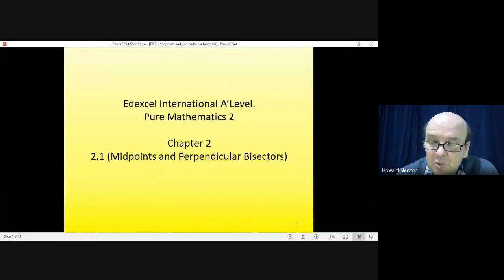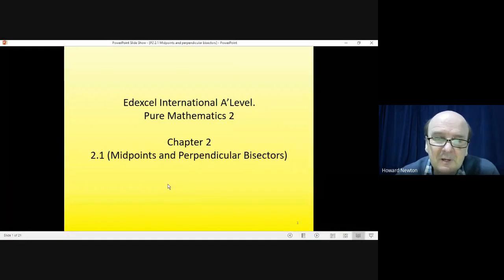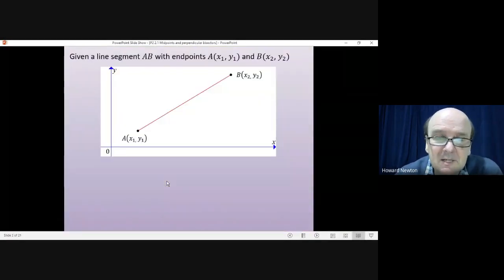And in this lesson, we're on Chapter 2 and 2.1, how you find midpoints and perpendicular bisectors. And first of all, we'll be looking at how you find the midpoint of a line segment.